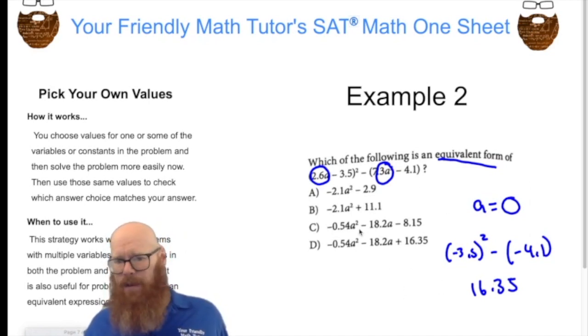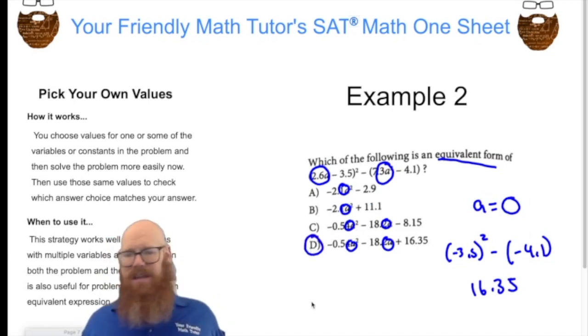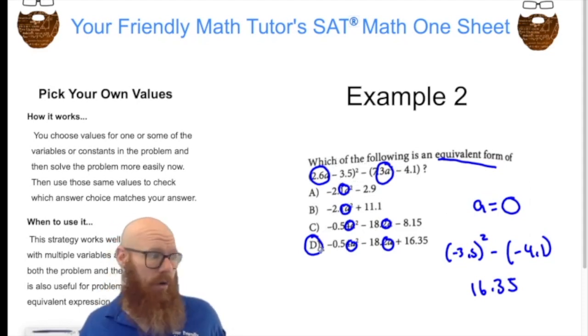But it doesn't happen here, because since I chose 0, all of the ones with variables just disappear. So you can see that each answer is just the constant, and the only one that has a constant of 16.35 is D. All right, so again, this is just a nice alternative to actually squaring this out, distributing the negative and combining like terms, which obviously would also give you D.